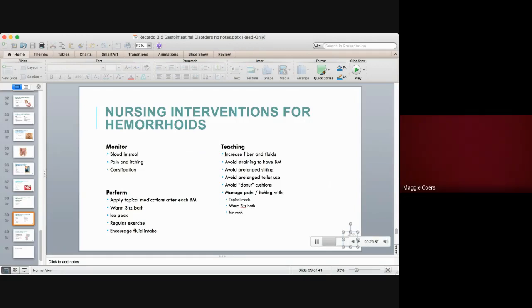A warm sitz bath, and we're going to talk about how to give one on the next slide. Ice packs can help decrease inflammation from hemorrhoids. Regular exercise helps move all of the blood through the circulation. Fluid intake, again, keeps the stool soft. And then there are all kinds of things that we can teach. Most of these are things we've talked about that cause hemorrhoids, so we teach them to avoid them, and how to use the medication.